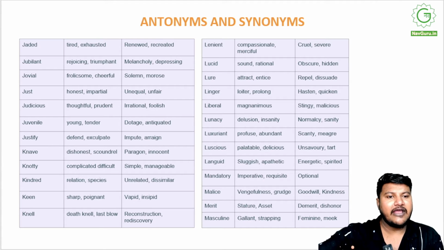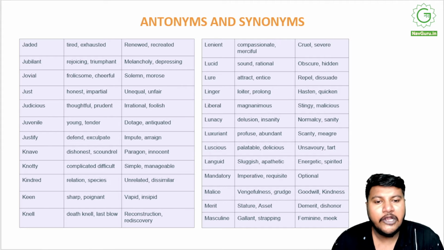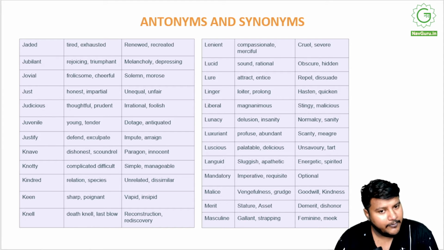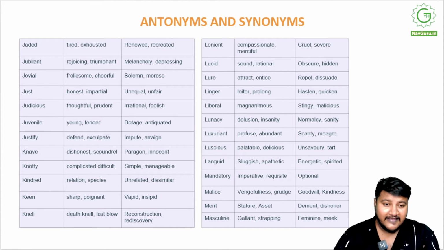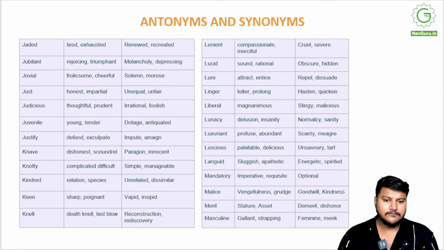Lucid is sound and rational, while its opposite is obscure and hidden. Lure means to attract or entice, while repel and dissuade are its antonyms or oppositions, opposites. Linger, loiter, prolong, hasten, quicken. Liberal is magnanimous, stingy and malicious are its opposites. Lunacy, delusion, insanity, normalcy, sanity. Luxuriant, profuse, abundant, scanty or meager. Luscious, palatable, delicious.